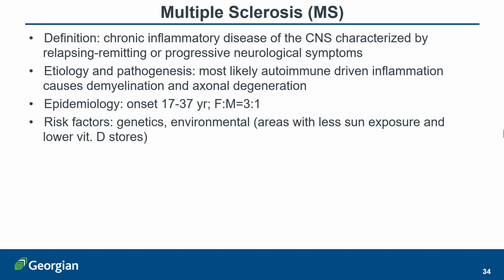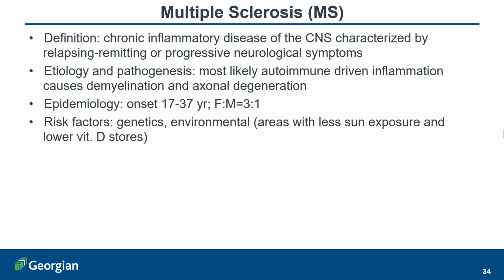In terms of the etiology and pathogenesis, MS is most likely an autoimmune-driven inflammation that causes demyelination of the axons and ultimately degeneration of the axons. As for the epidemiology, MS typically occurs at an early onset, usually young adults 17 to 37 years of age, and in terms of the distribution, females are more affected compared to males with a 3-to-1 ratio. The risk factors for the development of MS include various HLAs, that's the genetic component, as well as environmental factors.